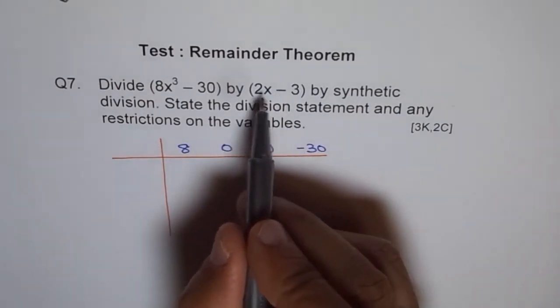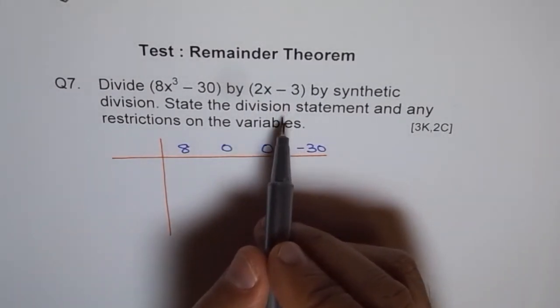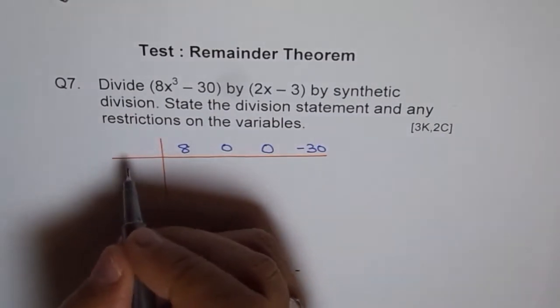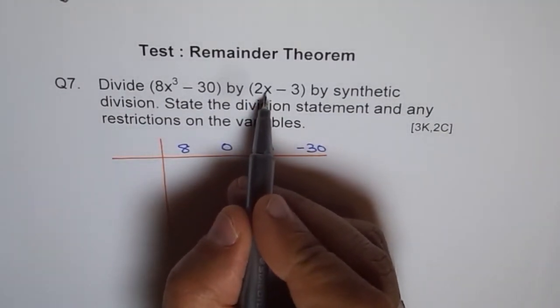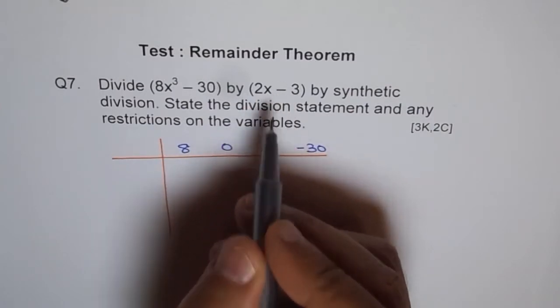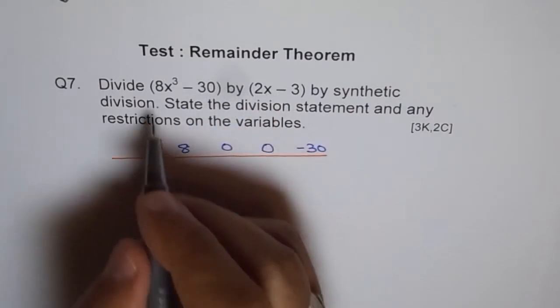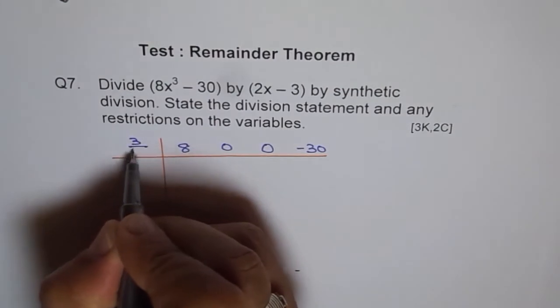So basically you're dividing by minus 3 by 2, right? So here we get 3 by 2, because if you put 3 by 2 here, that will make this 0, right? So we have a 0 at 3 by 2. So we'll write here 3 by 2, right?